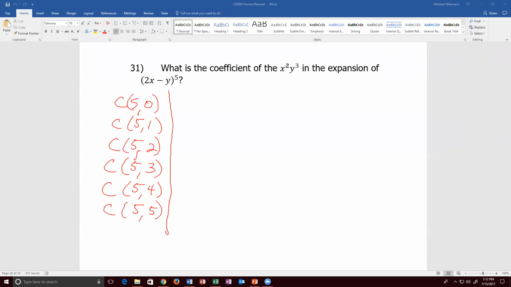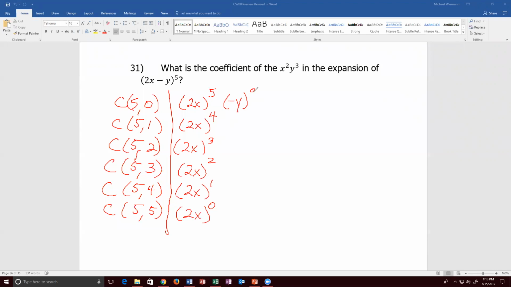My second column, we take the first value of 2x, and we're going to use that all the way down here: 2x, 2x, 2x, and 2x. And for this particular one, we start at 5 and work our way down. So 5, 4, 3, 2, 1, and 0. For the y piece, make sure if it's negative, you carry that through. Negative y to the 0. This one's going to go up. So negative y to the 1st, negative y to the 2nd, negative y to the 3rd, negative y to the 4th, as well as negative y to the 5th.